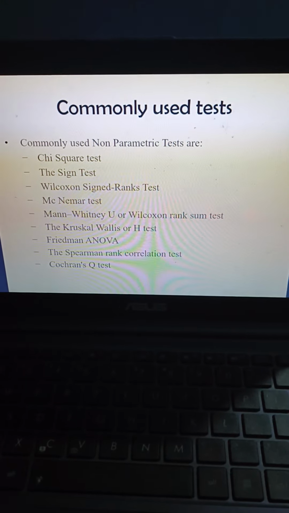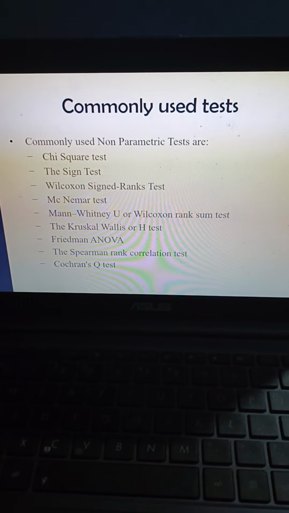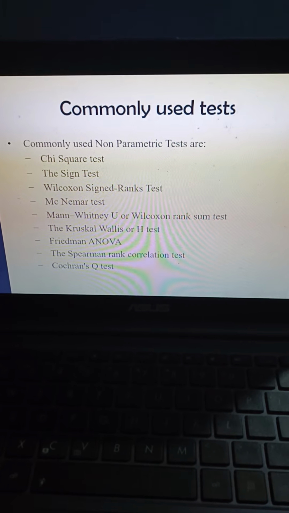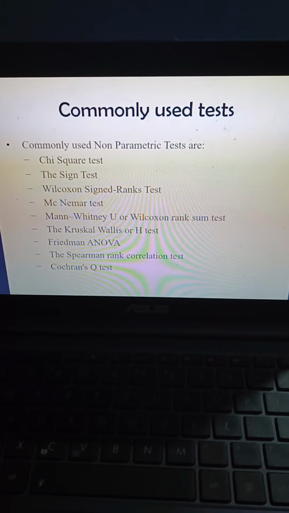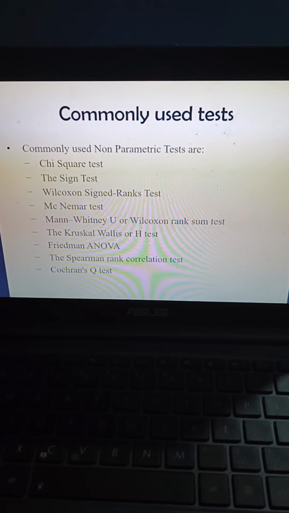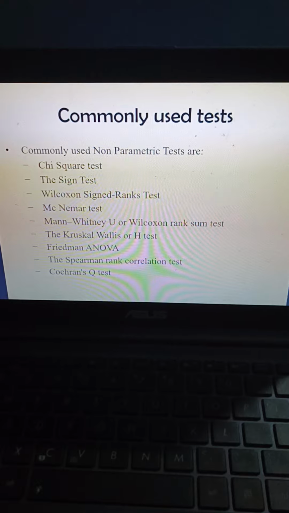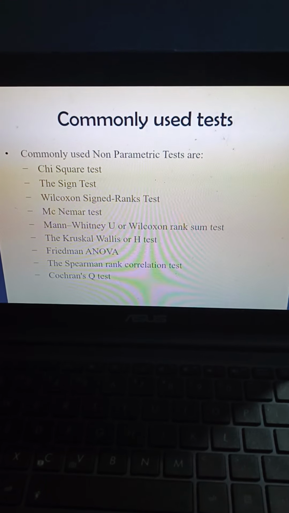So, commonly used tests. Commonly used non-parametric tests are the chi-square test, the sign test, Wilcoxon signed rank test, McNemar test, Mann-Whitney U or Wilcoxon rank-sum test, the Kruskal-Wallis or H test, Friedman ANOVA, the Spearman rank correlation test, and Cochran's Q test.